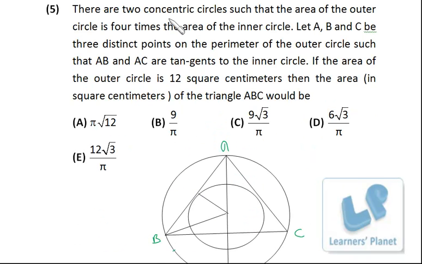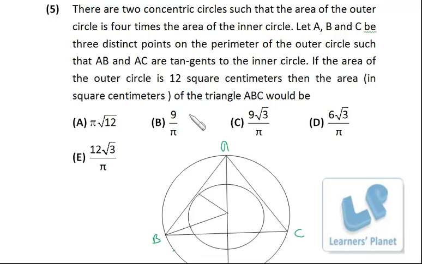Now this problem: there are two concentric circles such that the area of the outer circle is 4 times the area of the inner circle. Let A, B, C be 3 distinct points on the perimeter of the outer circle such that AB and AC are tangents to the inner circle. If the area of the outer circle is 12 square centimeters, then the area of the triangle ABC would be.